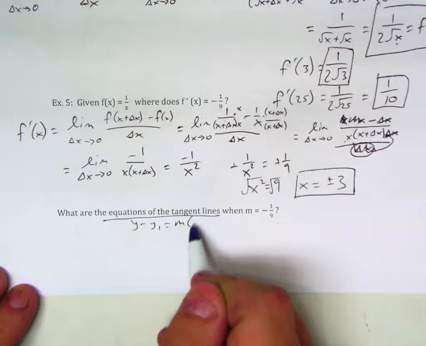But we have another point. We have an x value of negative 3. So at negative 3, let's see what the y value is. Plug negative 3 into the function, you get negative 1/3. The slope was also negative 1/9. So you have y minus negative 1/3, so y plus 1/3 equals negative 1/9 times x plus 3.